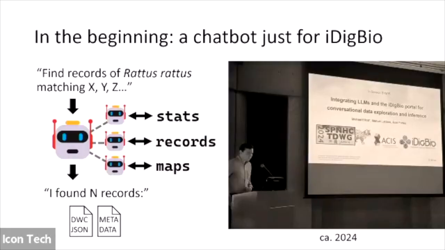So this is a continuation of work we did at last SPNHC, if you were there. Way back when in Okinawa, we presented a chatbot for iDigBio, and this is an extension and continuation of that work. Back then, we had a chatbot that was designed to answer questions like find records of this species matching these search criteria, and then hopefully it would respond, I found what you're looking for, maybe a certain number of records. It would also point you to the actual data as it was presented by iDigBio, and then it would also give you metadata describing exactly what it did so that you know it's not lying to you and you can reproduce it yourself.